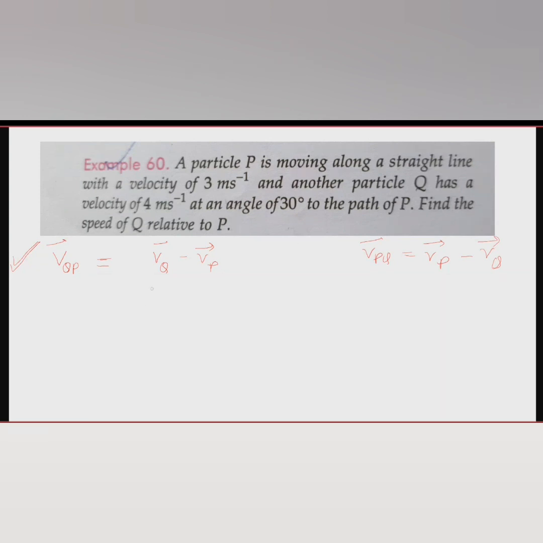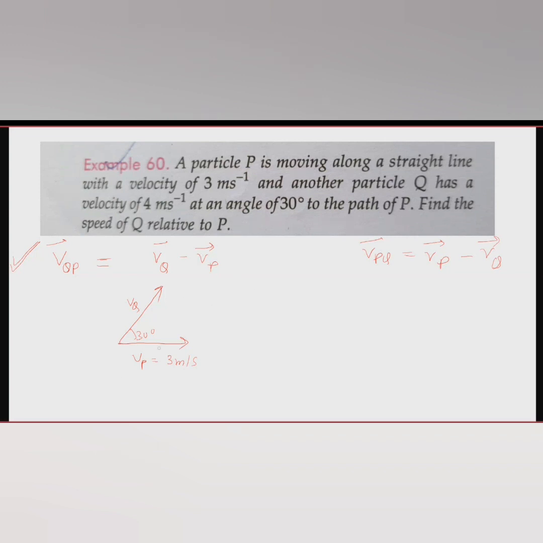It's moving along a straight line with a velocity of 3 meters per second. That is your particle P. So particle P is moving this way with a velocity of 3 meters per second. And another particle Q has a velocity of 4 meters per second at an angle of 30 degrees. This is not 30 degrees, sorry. Okay, let's assume this is 30 degrees. So this is another particle Q. Now they are asking to find the speed of Q relative to P.